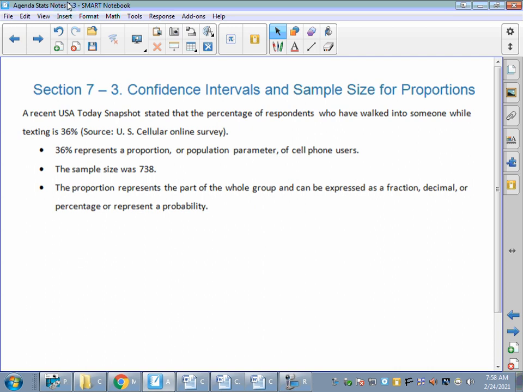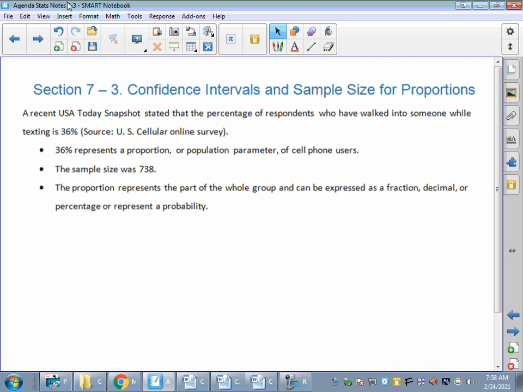Hopefully your confidence intervals are going well using our z-table and our t-table for small sample sizes or sigma unknown. Now we're moving on to section 7.3, confidence intervals. However, this time we're going to have proportions. So confidence intervals and sample size for proportions.